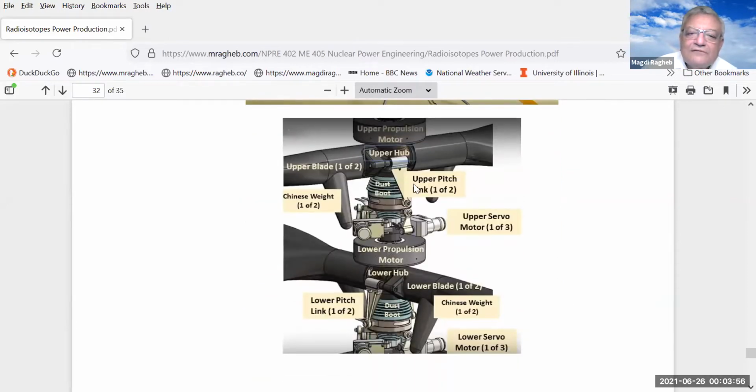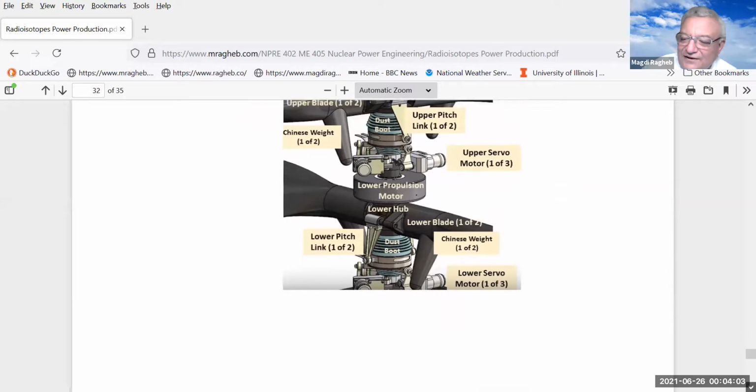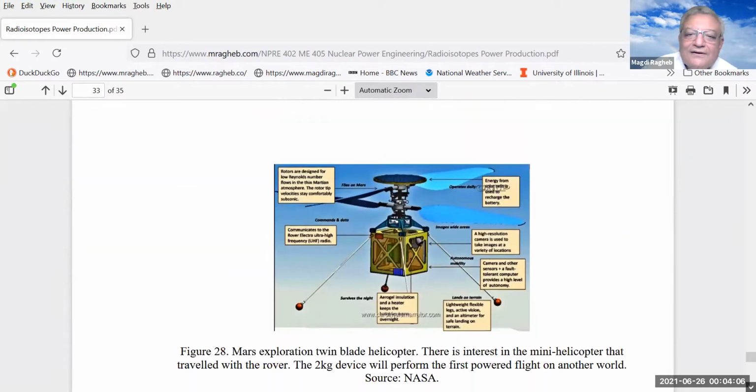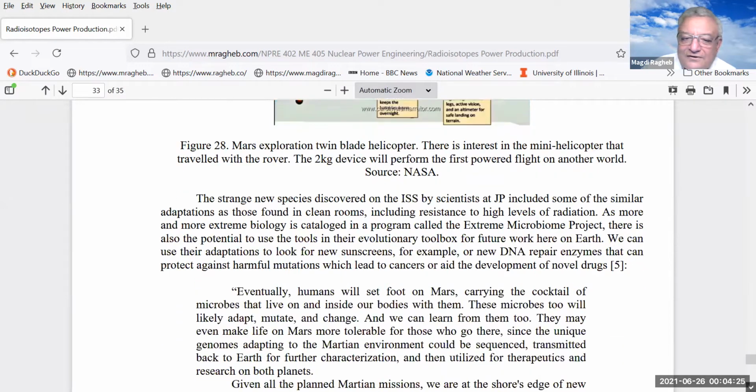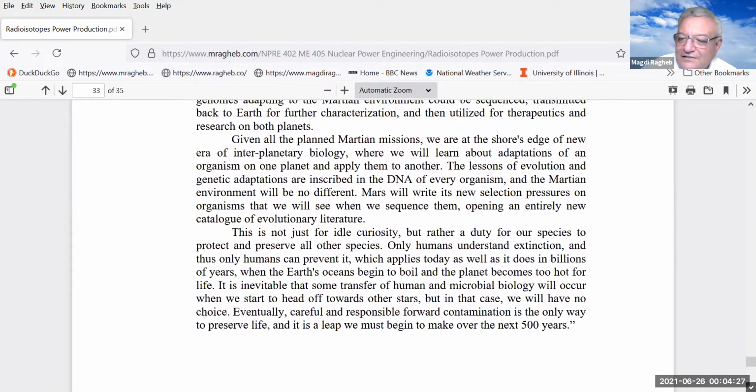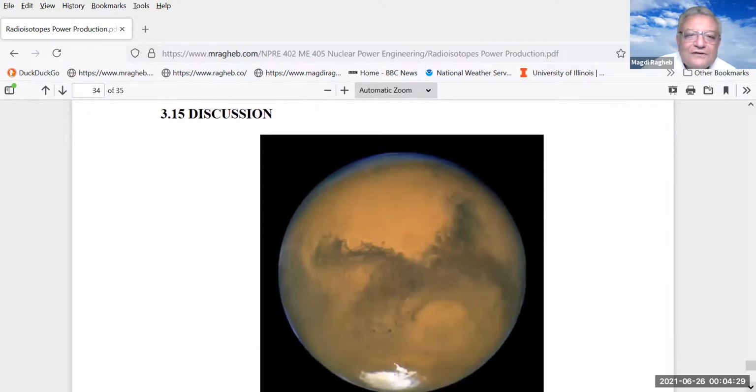So they had very ingenious counter-rotating rotor blades to keep it flying. It's battery operated. It's almost like a helicopter here on Earth. So it's a twin blade helicopter. And there is interest in that mini helicopter that traveled with the rover. It's only 2 kilograms, and it performed, in fact, already the first powered flight on another world. So this is how humanity is extending its reach to other parts of the solar system.